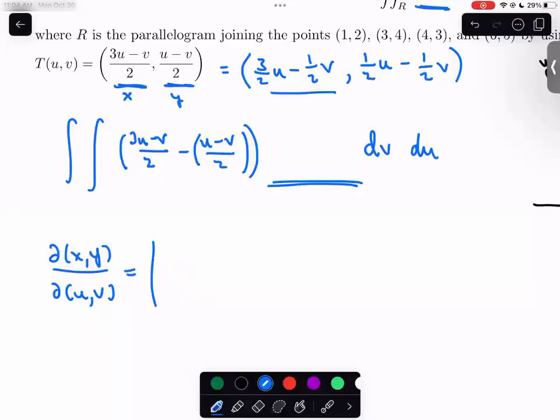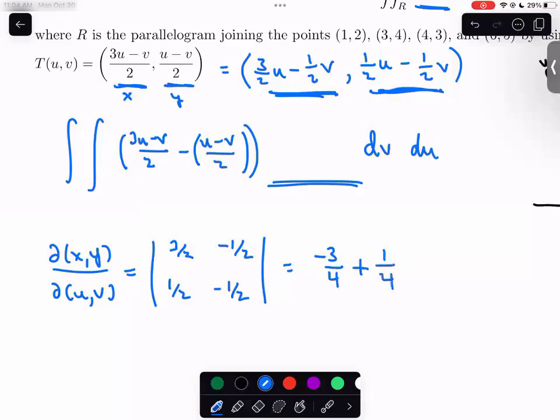If I take the partial derivative of my x with respect to u, I'm going to get 3/2. If I take my partial derivative of x with respect to v, I'm going to get negative 1/2. Next up, y information. Y with respect to u is going to be 1/2. And y with respect to v is going to be negative 1/2. Calculating out my determinant, I'm going to have what? Negative 3/4. And I do my first diagonal. And then minus a negative 1/4. So that's going to be negative 2/4, or that's the same thing as negative 1/2.